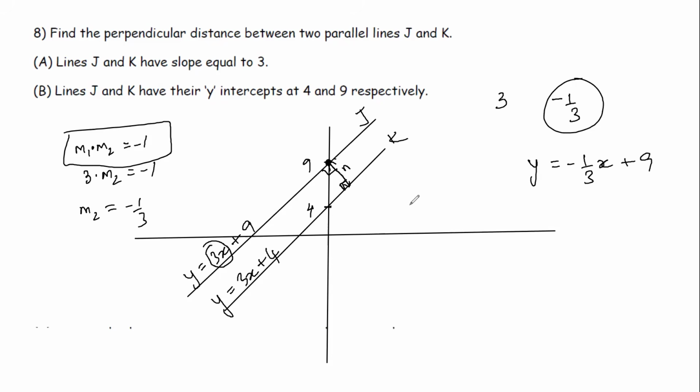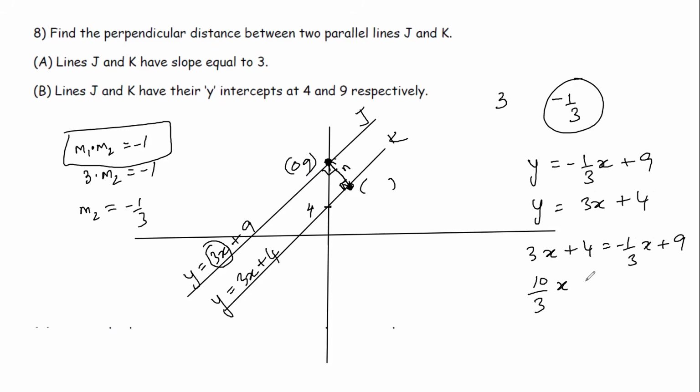Because if I use this itself as the intercept, then that's my equation. Now I already know the coordinates of this point, which is 0, 9. I need to know the coordinates of this other point. In order to know that, I'm going to solve line K, which is y equal to 3x plus 4, along with this line n, which I found out. Solve it simultaneously, and I get 3x plus 4 is equal to negative 1 by 3x plus 9. And so I get 3x plus 1/3 x, which is 10 by 3x, is equal to 5. So x is equal to 15 by 10, which is 3 by 2.